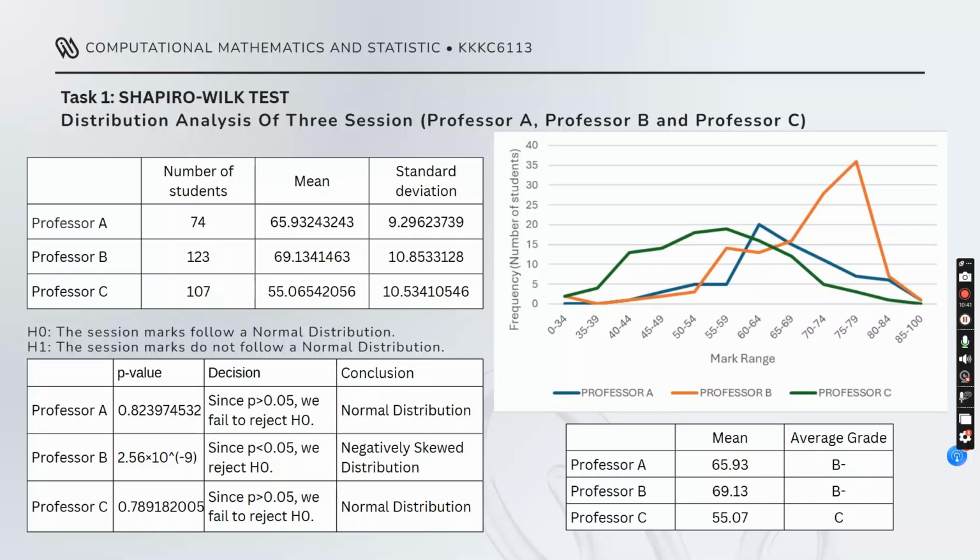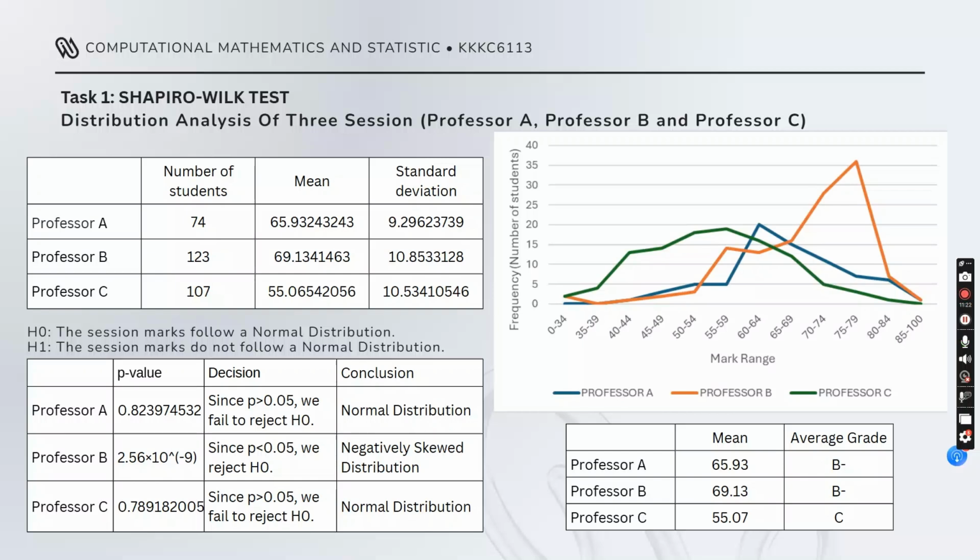Using the original fixed grading range, Professor A showed a relatively balanced distribution. Professor B has many students concentrated in the B plus grade, indicating generally higher marks. In contrast, Professor C has more students in the middle and lower grade categories, suggesting lower overall performance. From these initial observations, we can already see that the 3 sections do not have the same performance pattern. Therefore, applying a single fixed grading range may not provide a fair assessment for all students.